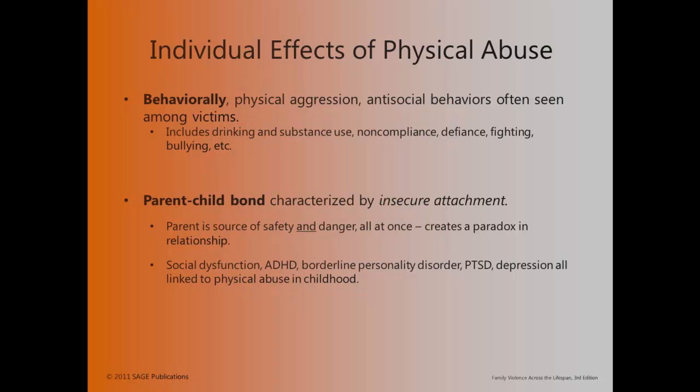Behaviorally, we see children that are physically aggressive and exhibiting antisocial behaviors a lot of times among these victims. And among older children, this would include drinking, and in young adults, substance abuse, but also noncompliance, defiant behavior, fighting, bullying, those kinds of things. Often these are indicators of a child who's been physically abused. And the bond between the parent and the child is most often characterized by an insecure attachment.